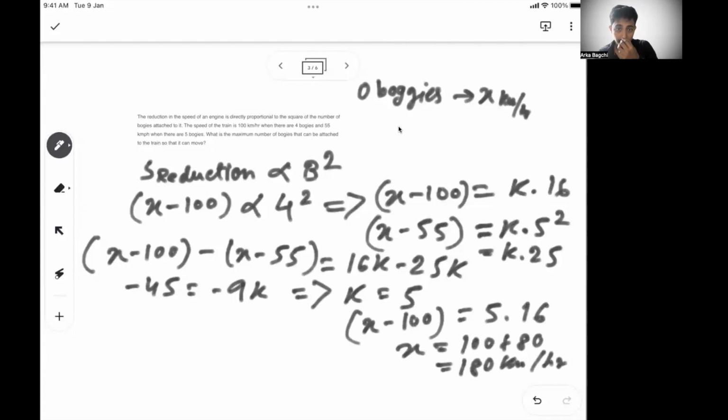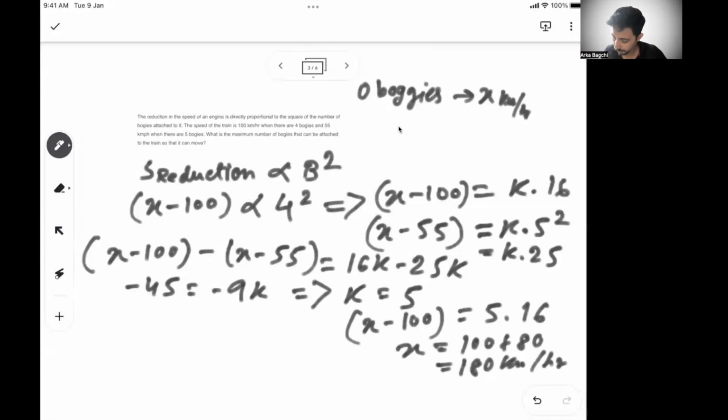So basically, what is the maximum number of bogies they can attach when the speed is reduced to almost zero? That's the maximum number of bogies. Possibly one less than that is what we try to capture. So let's see, by attaching how many bogies your speed will become zero. In order for speed to become zero, your speed reduction has to be 180 itself. 180 is the speed without any bogie, and for speed to become zero, you have to reduce the speed by 180.